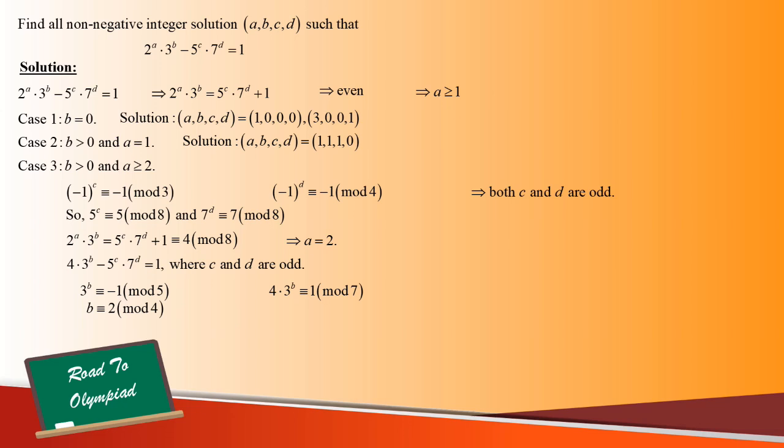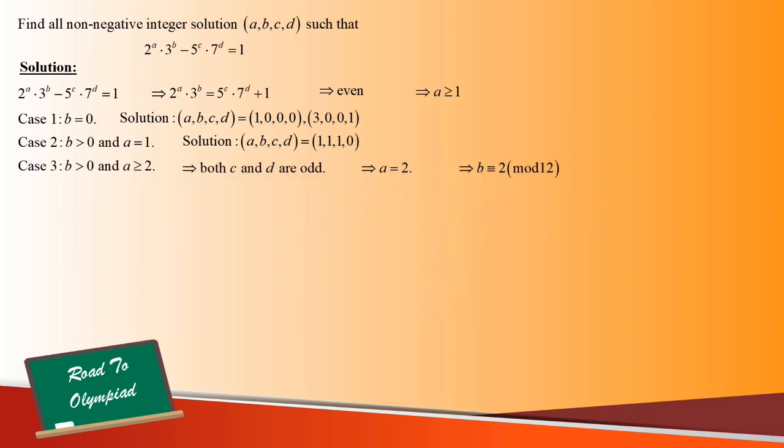The second equation instead can simplify into 3^b is equal to 2 mod 7, which simplifies into b is equal to 2 mod 6. Solving these two equations, we have b is equal to 2 mod 12. Putting all this information together, we can let b is equal to 12k plus 2, where k is some integer.